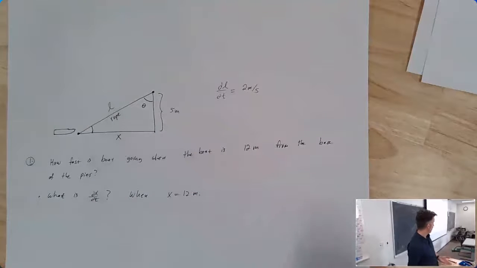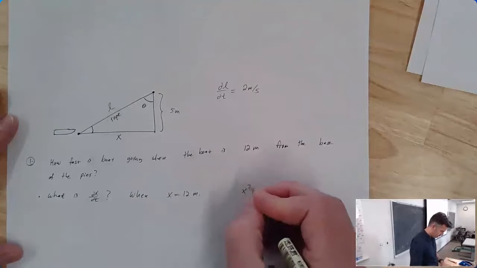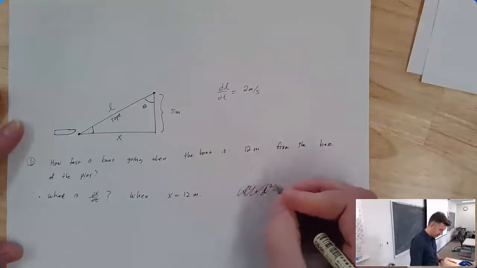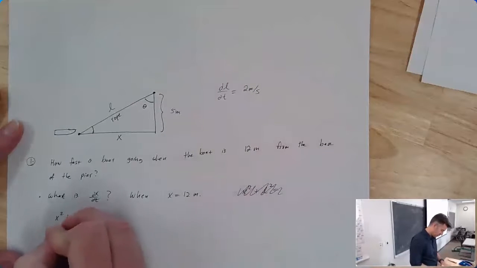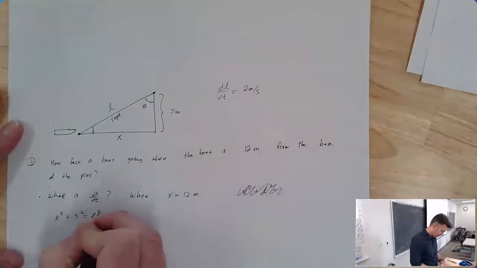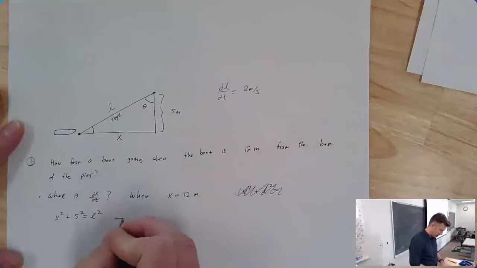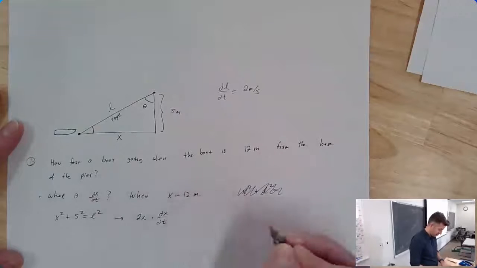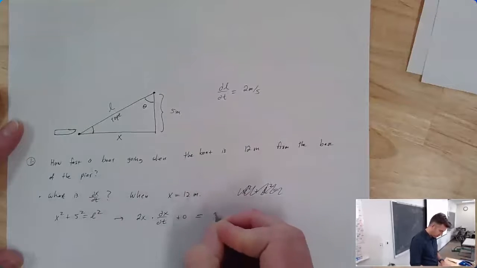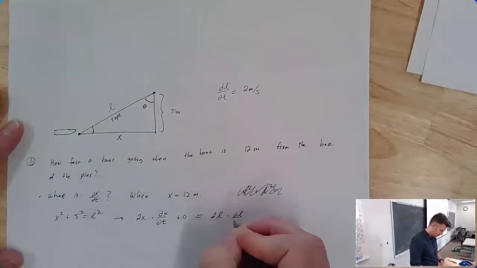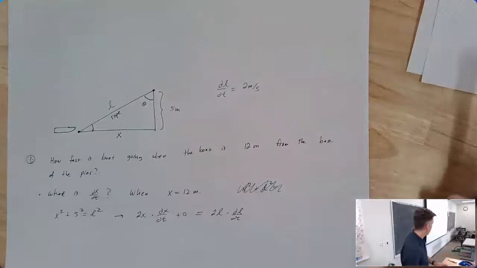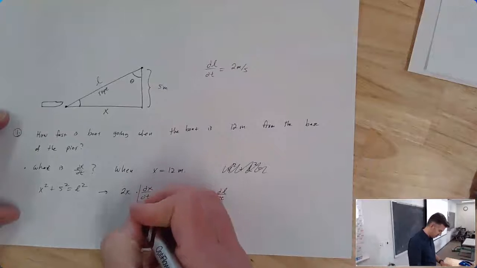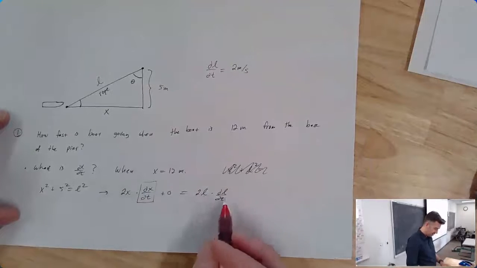I'm going to use the Pythagorean theorem. So I'm going to get x squared plus 5 squared equal to L squared. I'm going to differentiate both sides. I'm going to get 2x times dx/dt plus 0 equal to 2L times dL/dt. And I should be able to plug in for everything except the one thing I'm trying to find. So I should be able to plug in for x and for L and for dL/dt.